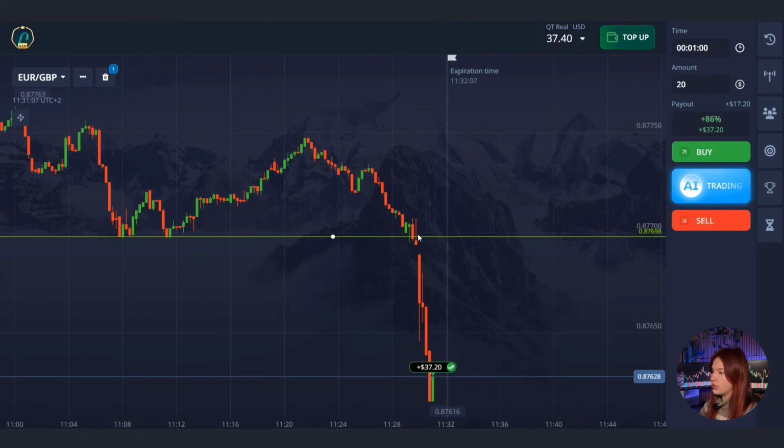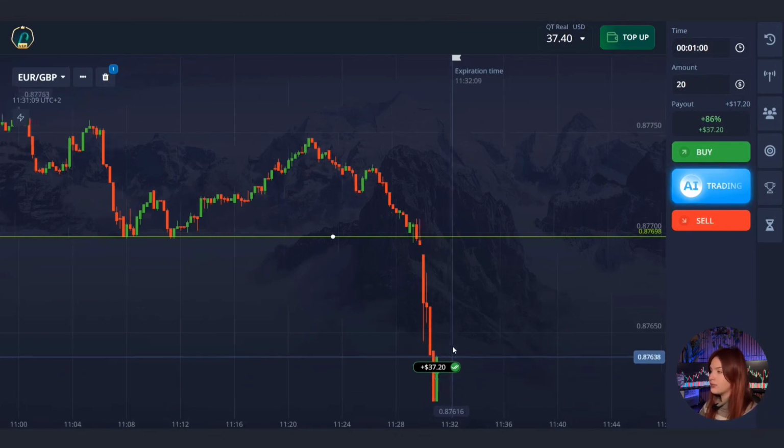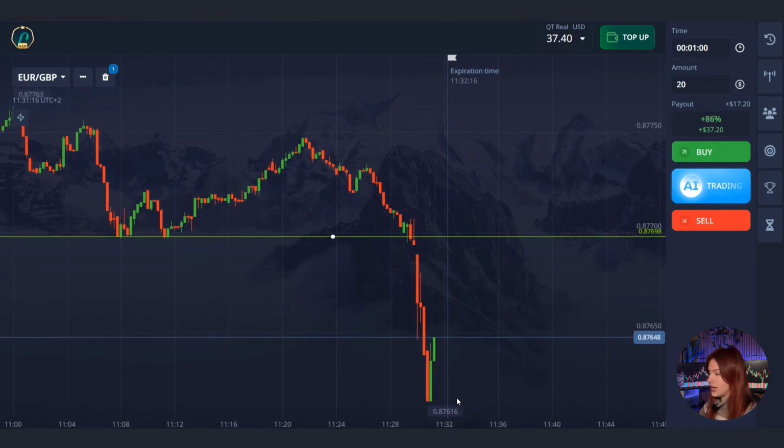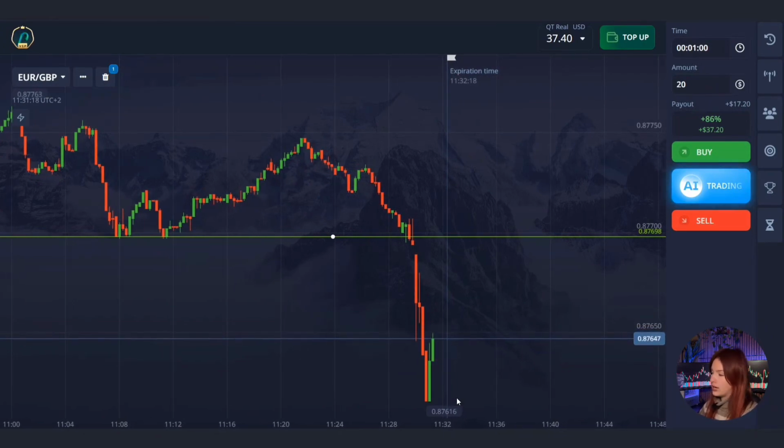As you can see, the support level has been broken and impulsive red candlesticks have formed. Here I got a great steady profit. The price really has a great potential for decline. Guys, this trade situation has worked out perfectly well. Let's continue trading and find some more working situations on the market.